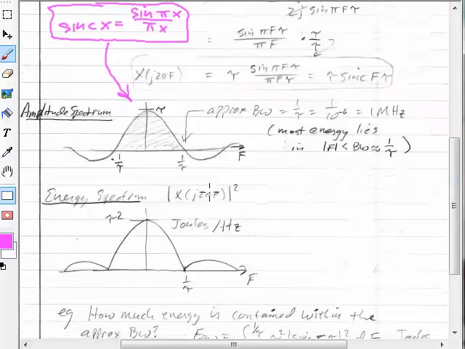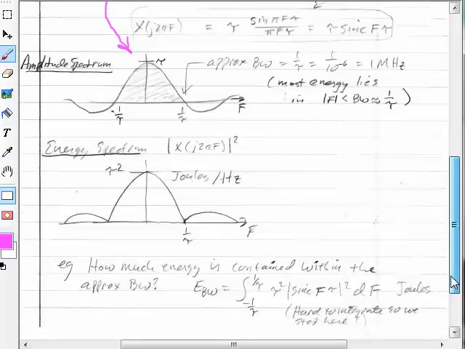If we want to draw the energy density spectrum, we would plot the magnitude squared versus frequency. So this thing is in joules per hertz, and I've just basically squared this thing. The peak value of tau here is now tau squared. And you can see all the negative quantities are now positive. And so that's the energy density spectrum.